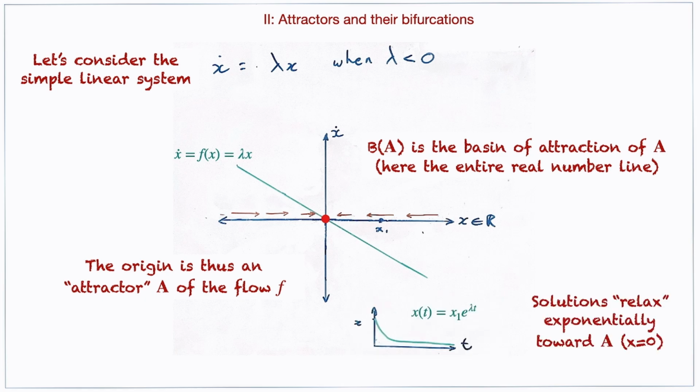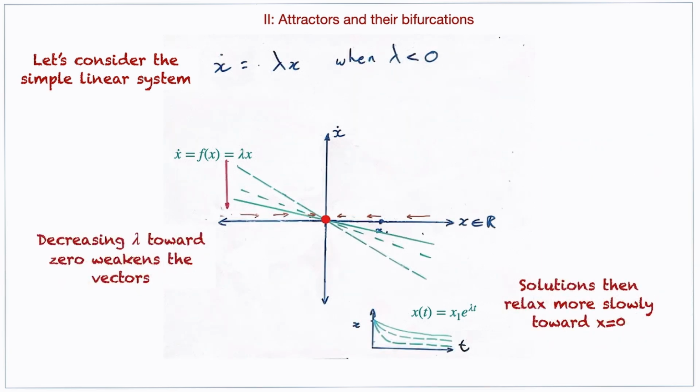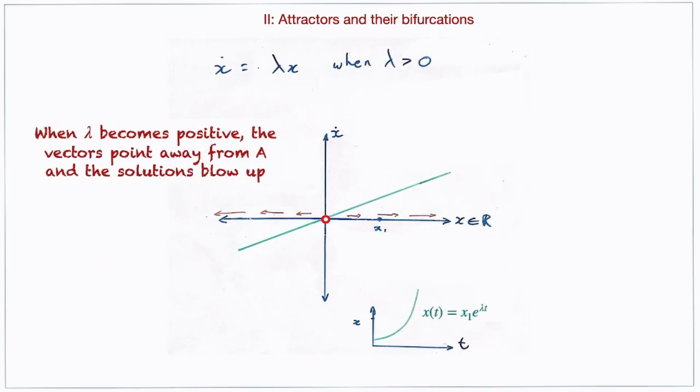We can solve this. x of t is the initial condition times e to the lambda t. Remember, lambda is negative. So this is an exponential relaxation to the fixed point. We can make lambda less and less negative, and we see the flows get slower and slower, and the exponential relaxation slows down. But it's always e to the lambda t. It's always non-oscillatory in one dimension. Now lambda crosses 0 and becomes positive.